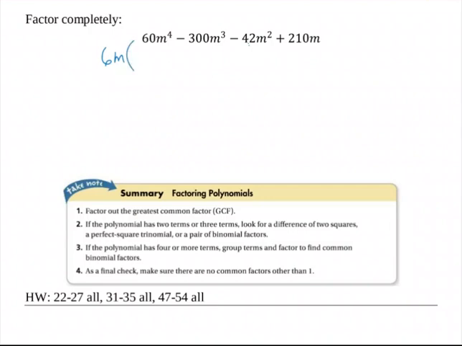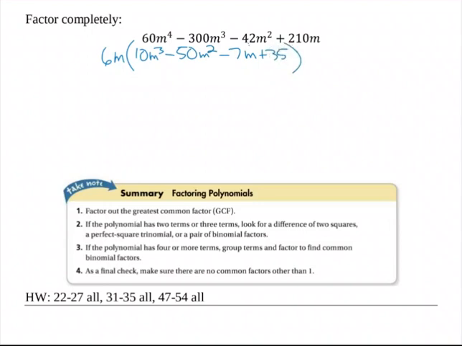Okay, so now 60 divided by 6 is 10, and then we have m to the third. Minus 300 divided by 6 is 50 m squared. And then 42 divided by 6 is 7, so we have minus 7m. And now is the tricky part. I did not actually figure out what 210 divided by 6 is, so I got to figure that out. But it is 35 plus 35.